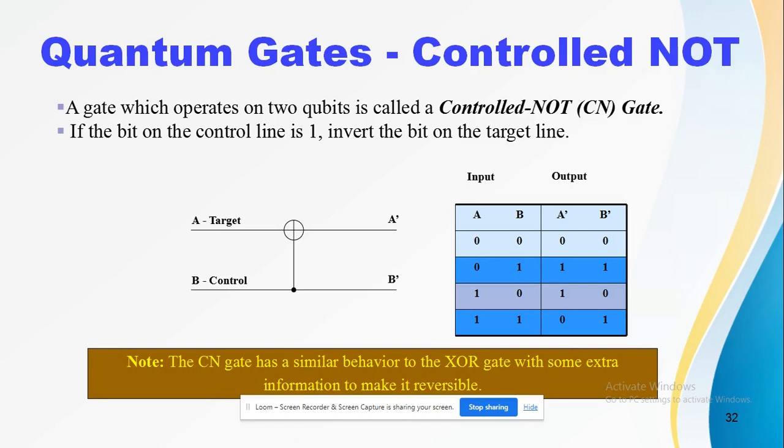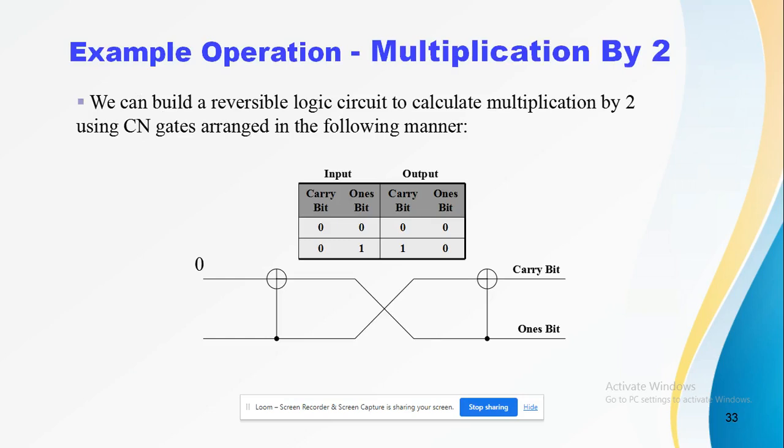And this gate operates on two qubits. And the two qubits are the control and the target bit. And according to the logic, if the control bit is 1, the target bit is inverted. You can observe in the table, if the control bit is 1, the input 0 bit is inverted to 1. So the CNOT gate has similar behavior to the XOR gate with some extra information to make it reversible. And here is the example operation of multiplication by 2.